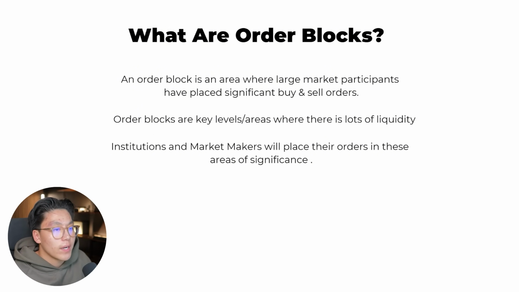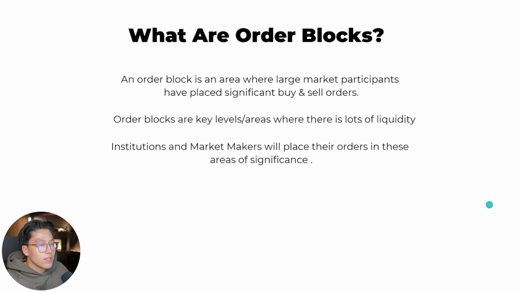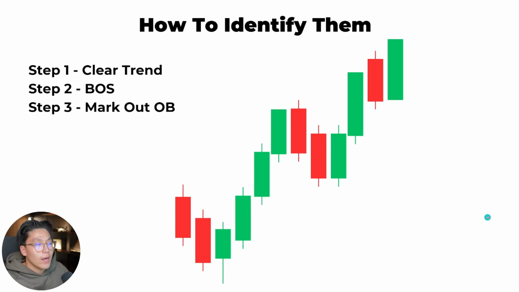As you can see right here, what we want to do is trade with the institutions and market makers. So being able to identify these key levels is going to be very important. And that's what I'm going to be doing in today's video. So the first thing that we're going to talk about is how to identify them.